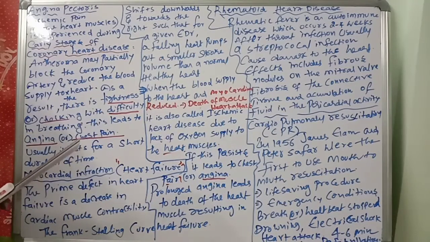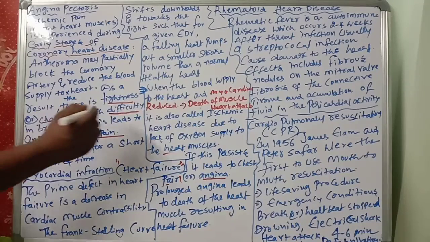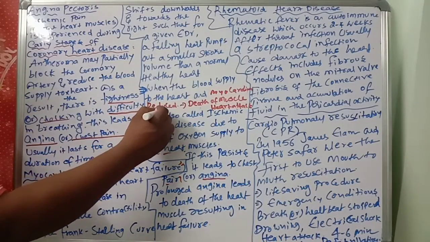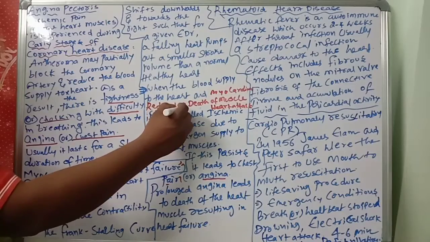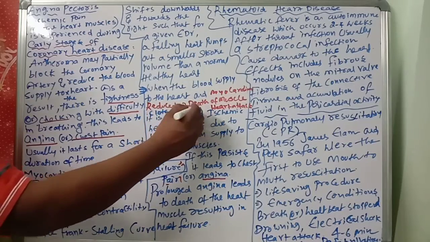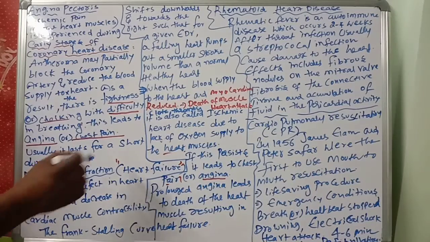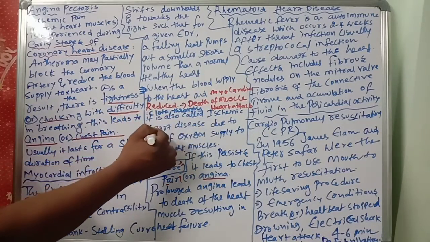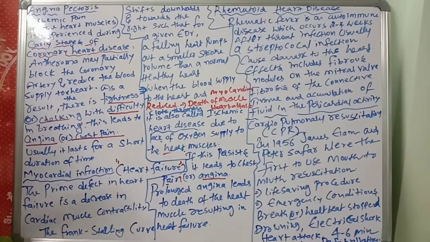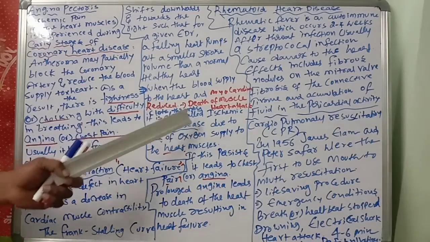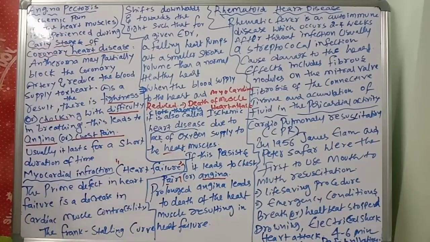Next, the blood clot or thrombus blocks the blood supply to the heart and weakens the muscle fibers. That leads to one problem, called ischemic heart disease. When the clot is there in the blood vessels, blood supply will not be properly done to the heart muscles. Then that leads to ischemic heart disease.